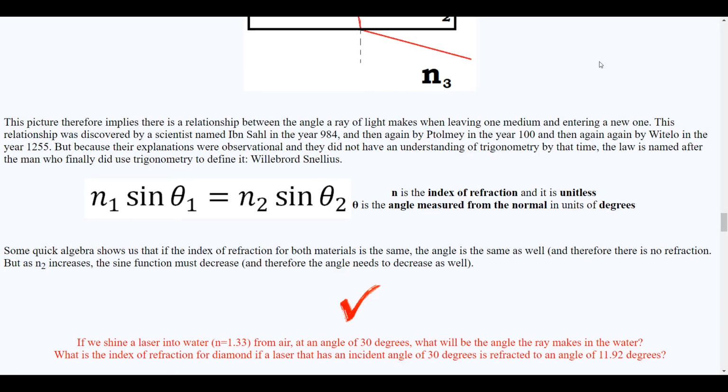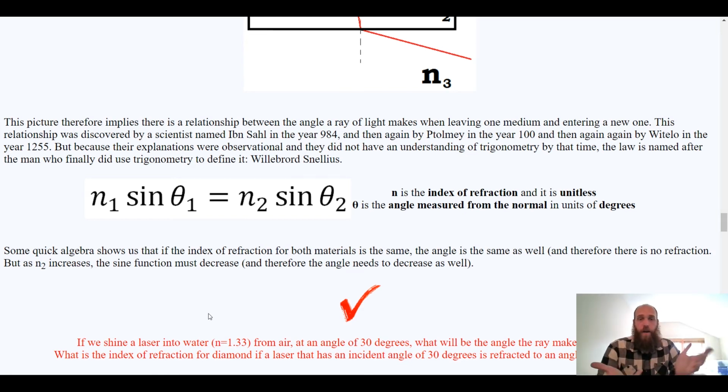N1 sine theta 1 equals N2 sine theta 2, where N1 and N2 are just the indexes of refraction for one side of the boundary and the other side, and then similarly, theta 1 and theta 2 are the angle on one side and the angle on the other. And this formula only works if you're measuring from the normal. So you have to make sure that you're going from that line that's perpendicular to your surface to either the incident ray or the refracted ray.